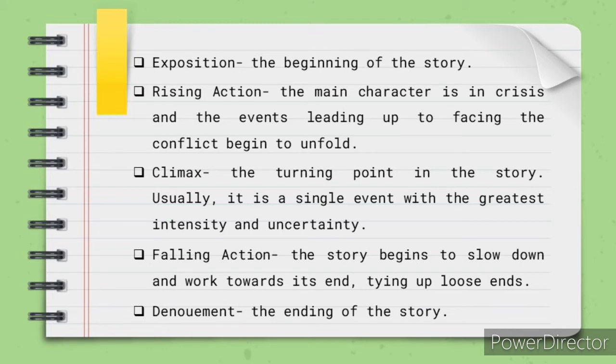Second is rising action. In rising action, the main character is in crisis and events leading up to facing the conflict begin to unfold. Here, the story becomes complicated. Third is climax. This is the turning point in the story. Usually, it is a single event with the greatest intensity and uncertainty. The main character must contend with the problem at this point. Fourth is falling action. The story begins to slow down and work toward its end, tying up loose ends. And lastly is the resolution, also known as denouement. It's like a concluding paragraph that resolves any remaining issues and ends the story.